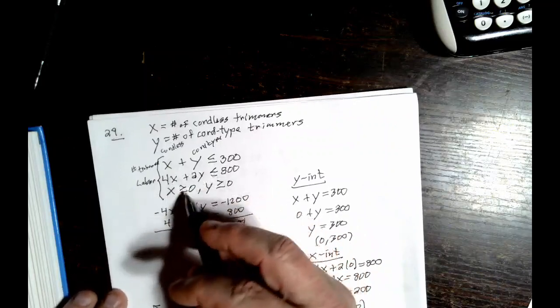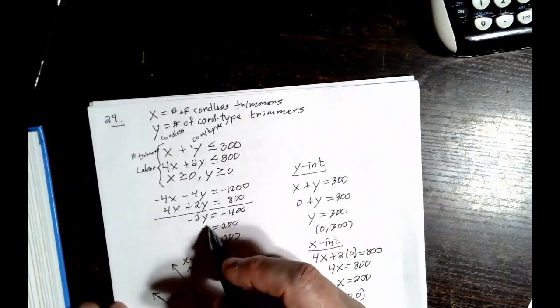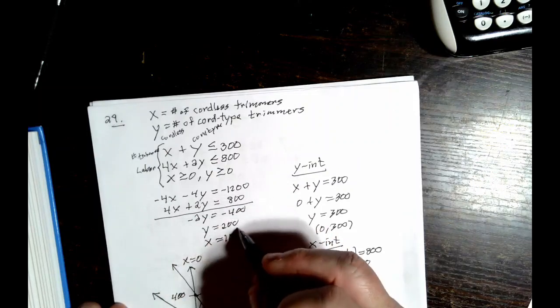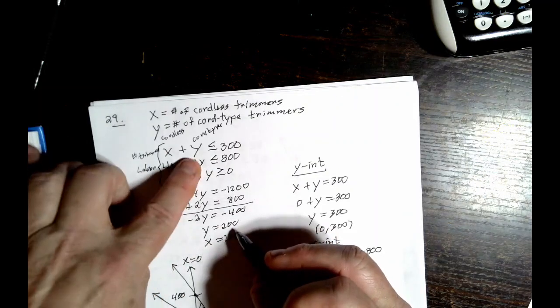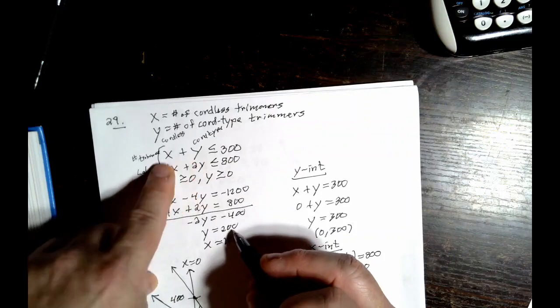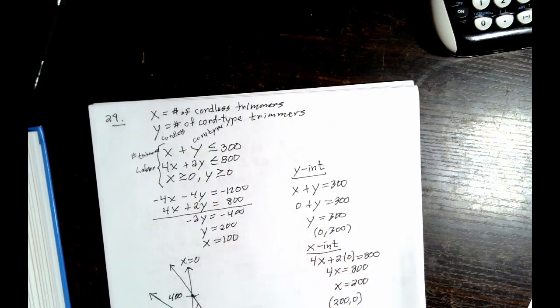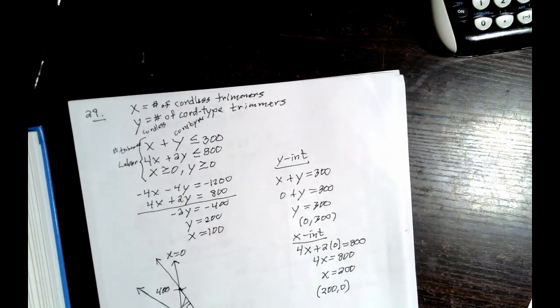Alright, so you set those two guys in the same equation. You add them and your x's go away, and you can solve for y. Once you know y is 200, 200 plus what equals 300, it's got to be 100. So now you got (100, 200), that point right there.